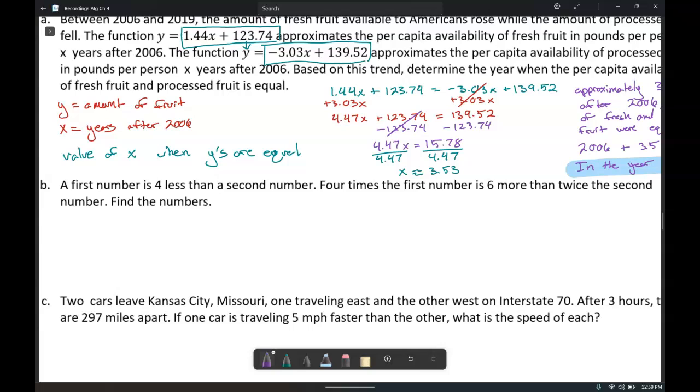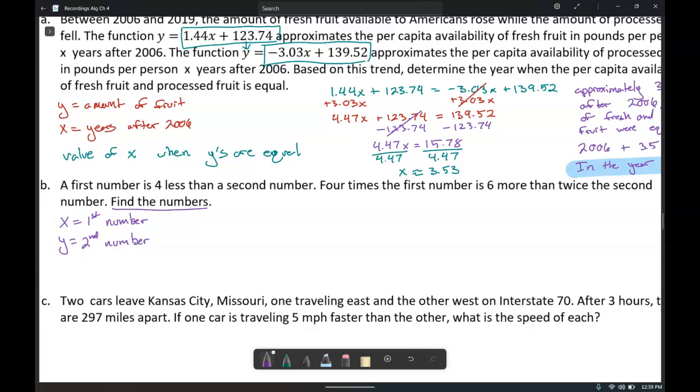Pause if you need more time. But what we're looking at is finding two numbers. And so our variables, we can use X and Y, will represent, X will represent the first number, while Y can represent the second number.